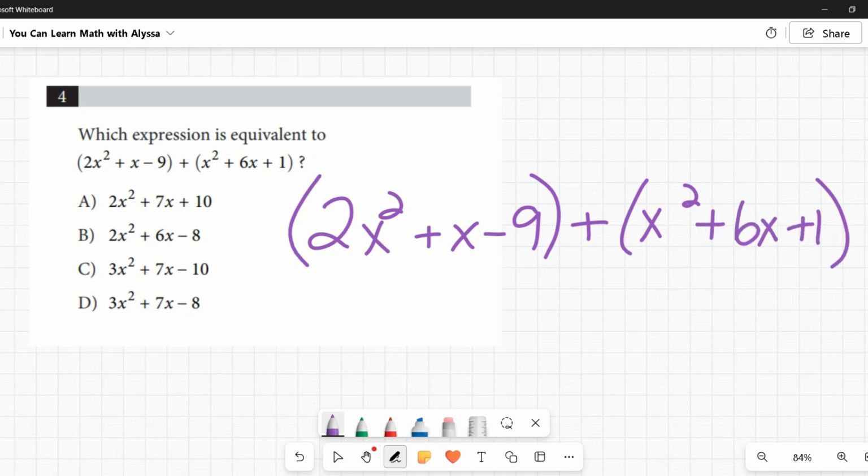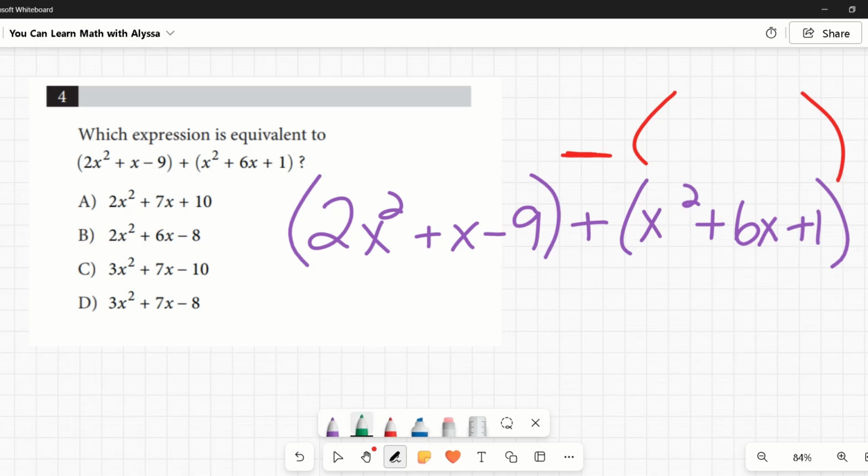These parentheses, when we're adding or subtracting two groups of terms, only matter if the sign in the middle is a minus. If it's a plus, those parentheses are pointless. They do not matter. You can ignore them. If it is a minus, then you're subtracting everything that's in the parentheses that follow.